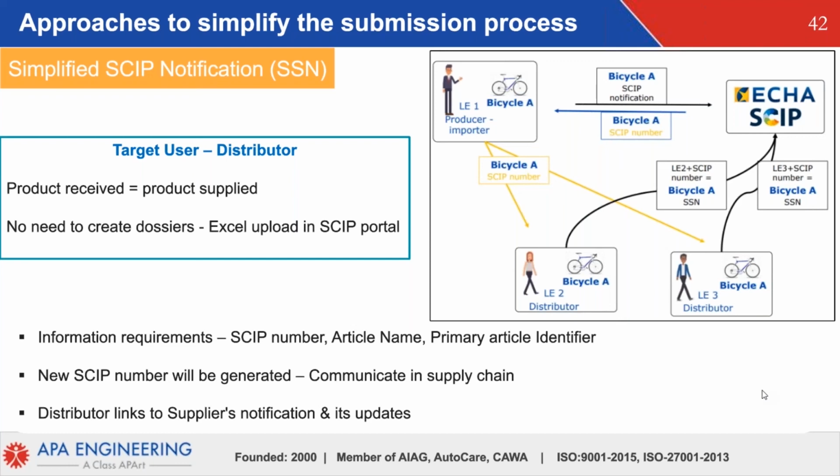That means whenever the supplier is making any changes on his product and updating the SCIP notification, automatically the distributor's notification also gets updated. Here in the image shown at the right side, we have a bicycle producer who is established in the European Union and has got SCIP obligations. So he submits a SCIP notification for the bicycle to ECHA and gets the SCIP number. Then the bicycle producer sells his bicycles to 2 EU distributors and shares the SCIP number as well. Since these 2 distributors are not making any changes on the provided bicycle, they can make a simplified SCIP notification and get new SCIP numbers. Next slide.